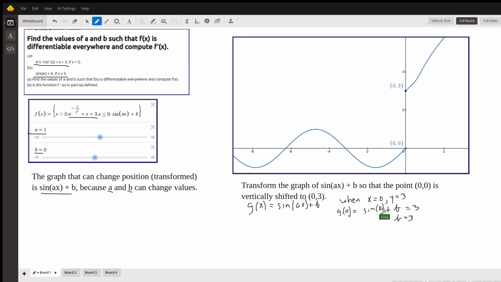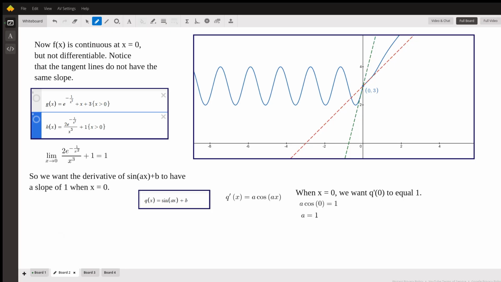So if we put 0 in for x, a times 0 is 0, sine of 0 is 0, so b has to equal 3. Essentially, that moves this graph up, a vertical shift of 3. So the midline goes from 0 up to 3. Here's what that graph looks like.